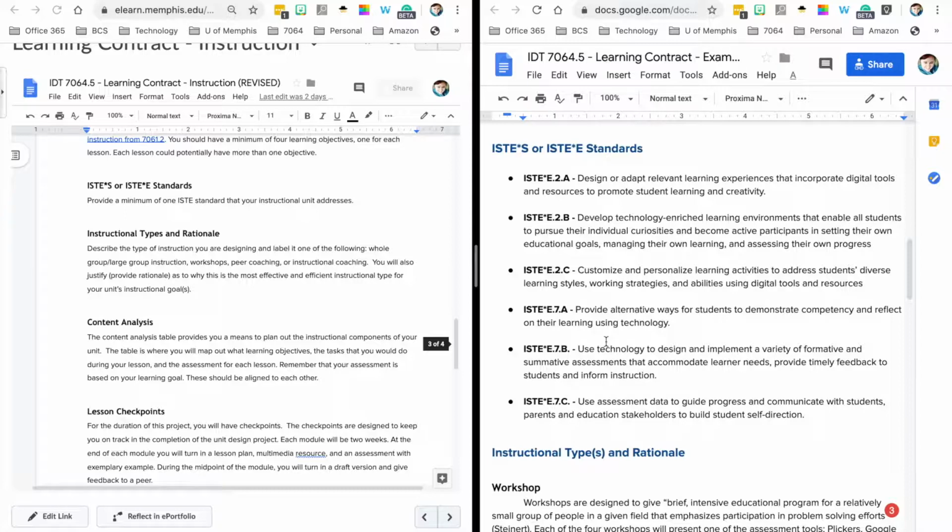So if we look over here on our learning contract example, we have 2A, B, and C for the educators, and 7A, B, and C. And these are about designing, and these are about assessment.